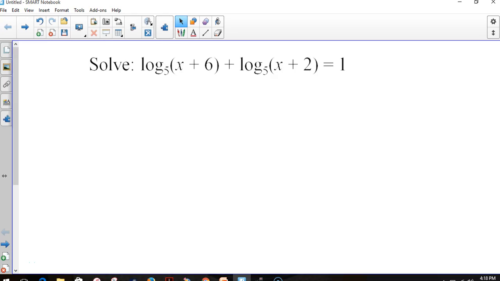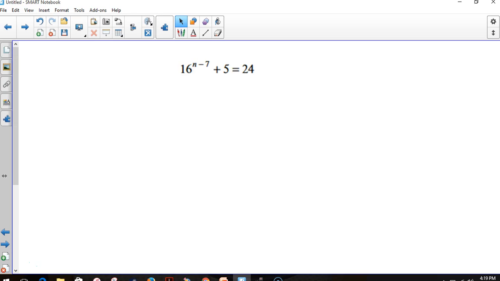Now that we're comfortable rewriting logs to an exponential form or an exponential to a logarithmic form, and we're comfortable condensing logarithms together, the next step is to start solving some equations that involve these two inverses. Sometimes you're given an equation where it's already in a log form, and you just need to condense those together. More than likely, it will be in an exponential form, and you'll have to rewrite to a log form and then continue the process.